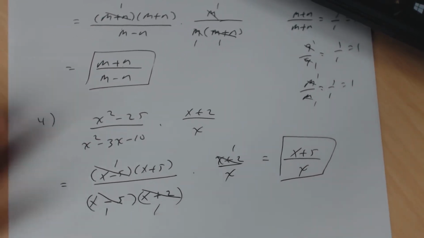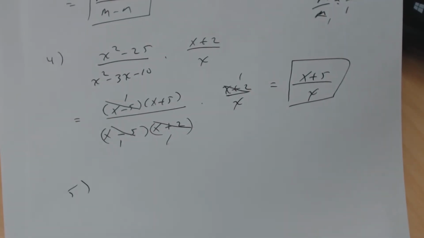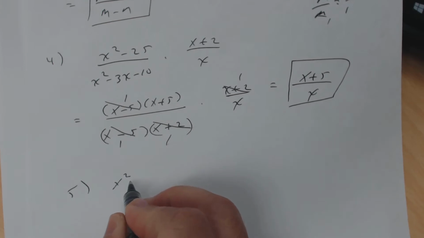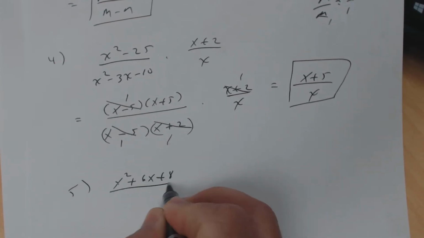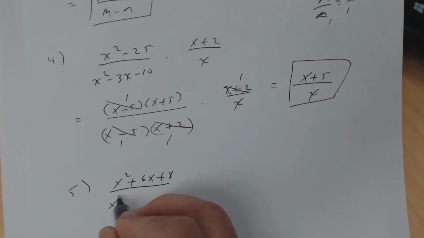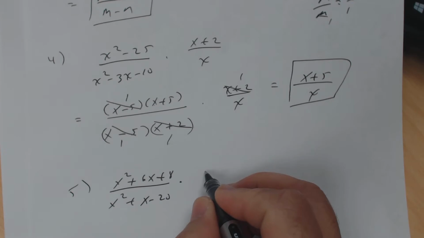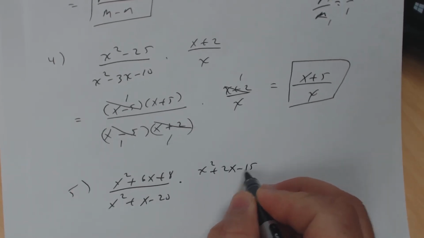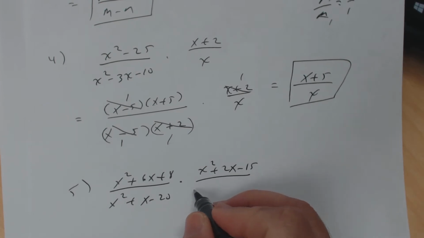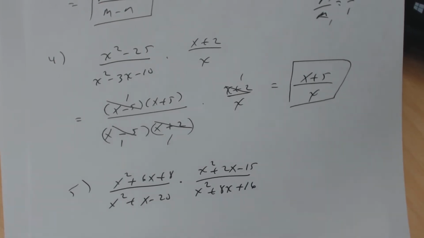All right, number 5. Okay, so number 5, you have x squared plus 6x plus 8 divided by x squared plus x minus 20 times x squared plus 2x minus 15 divided by x squared plus 8x plus 16.